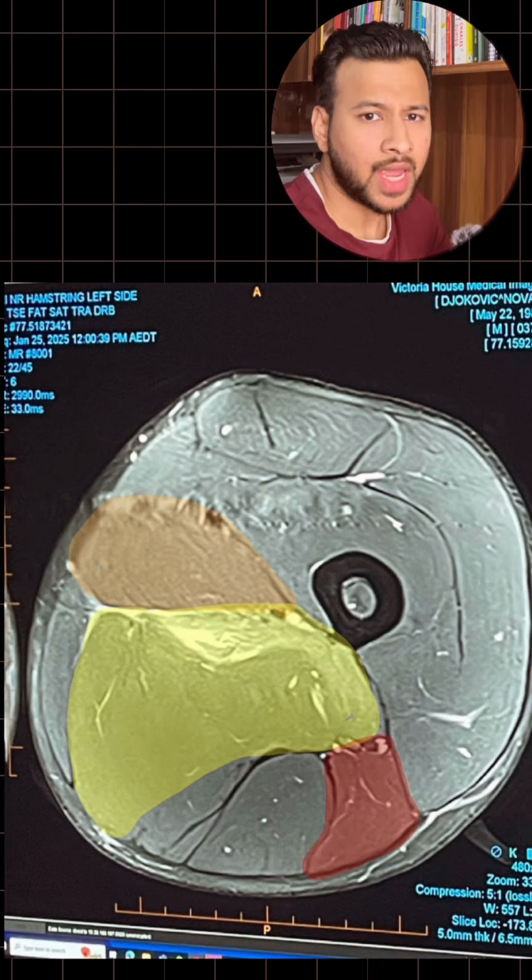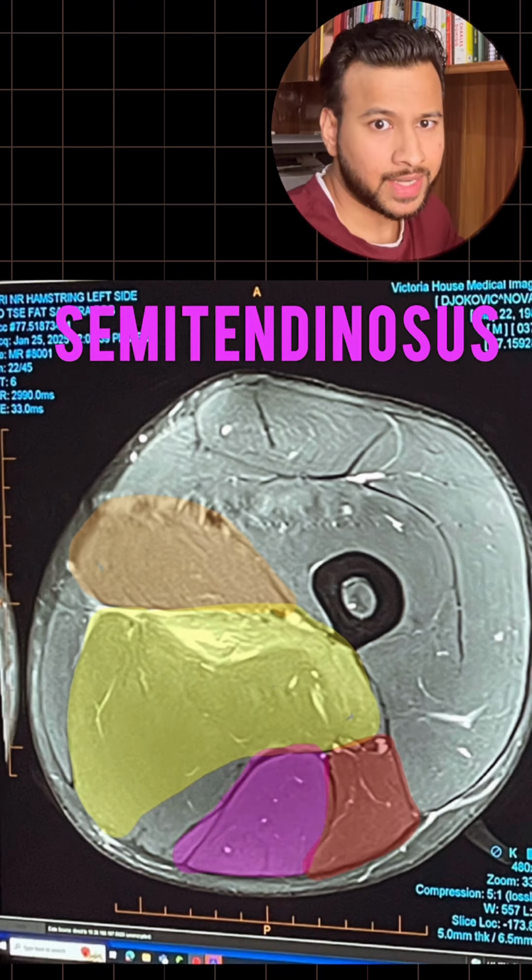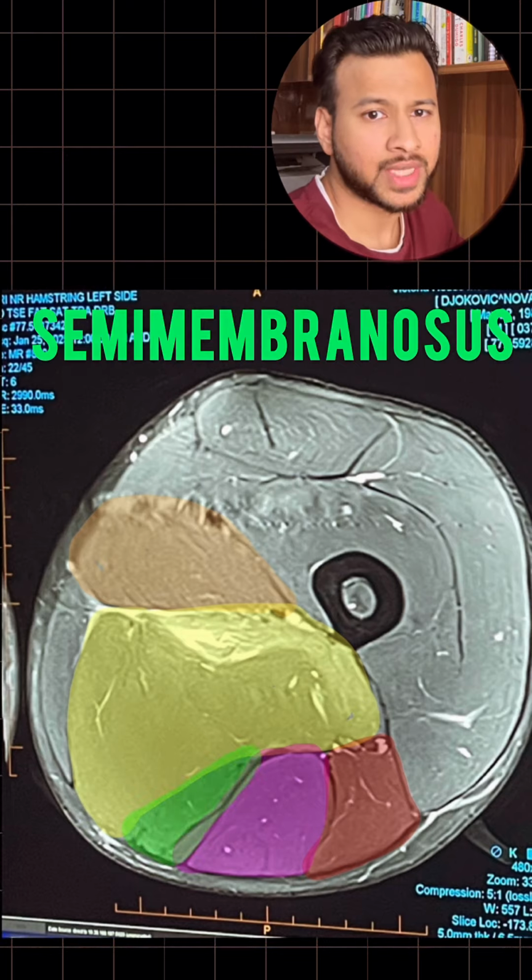In the posterior compartment we have the hamstring, which constitutes biceps femoris, then semitendinosus, and medially with green color I have shown semimembranosus.